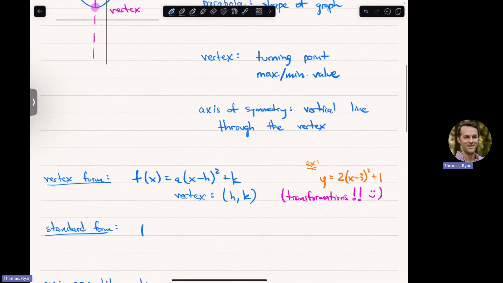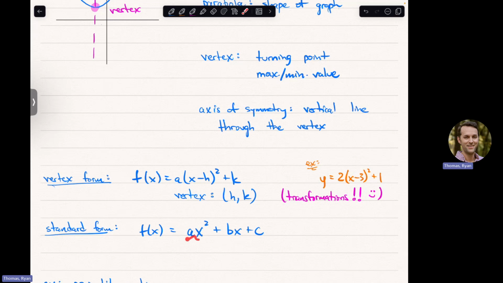There's also what we call the standard form, which is if we took this thing and multiplied everything out, right? So squared this, collected like terms, distributed the a, and write it as something like this. So again, a, b, and c are just some numbers. This a and this a are the same. That's what we call the standard form.